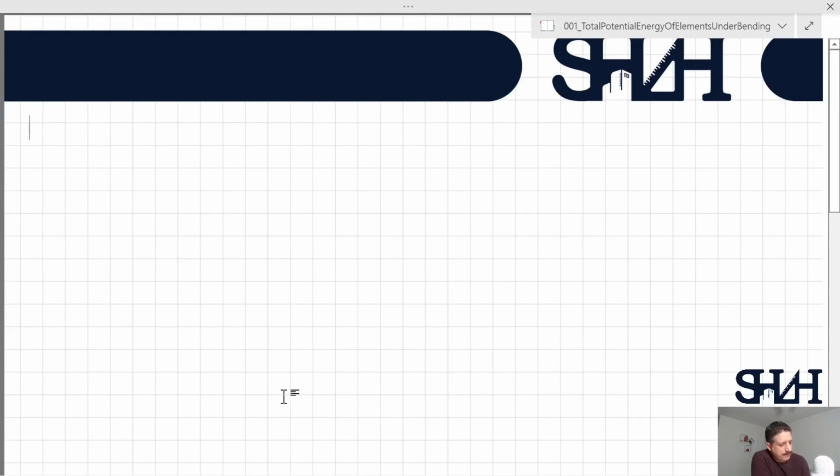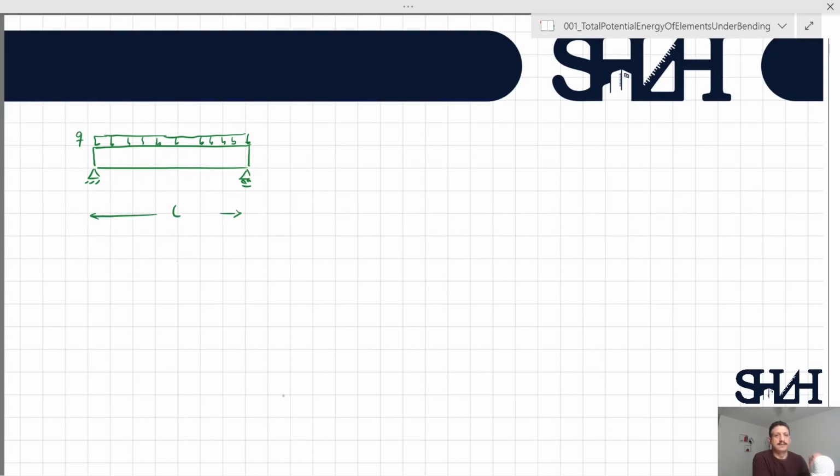Assume that we have a beam under a given load. And due to the load and the length of the beam, the beam will be under bending, so it will bend. Now we are going to determine what is the external and internal work in this beam.